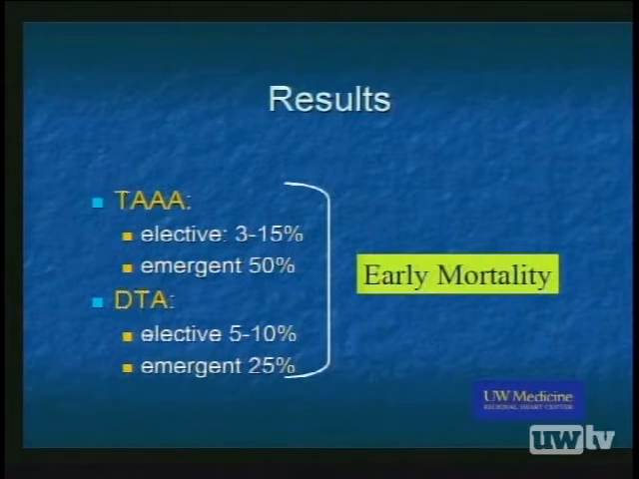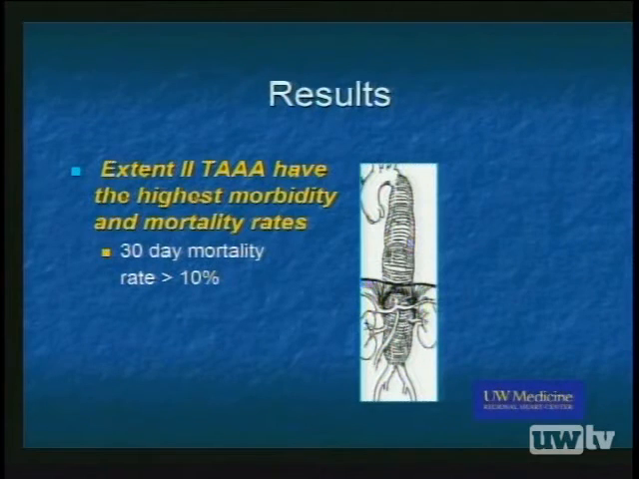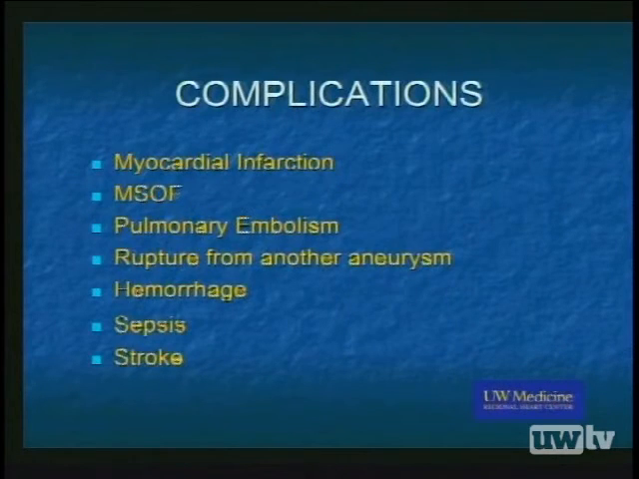With regard to thoracoabdominal aneurysms, the mortality under elective circumstances is approximately 10%, and that increases to 50% under emergency circumstances. In the descending thoracic aorta, elective mortality is approximately 7%, and that goes up nearly 4-fold in an emergency. Extent 2 thoracoabdominal aneurysms are the largest and most extensive aneurysms that we see, and appropriately they have the highest morbidity and mortality rates, with 30-day mortality rates just in excess of 10% at centers of excellence. That's not just at our center, that's at all high-volume centers of excellence.